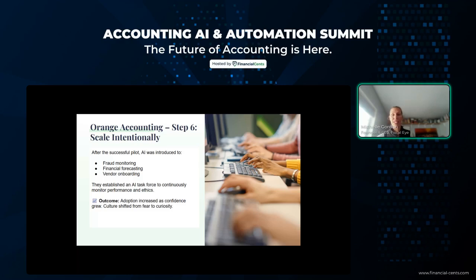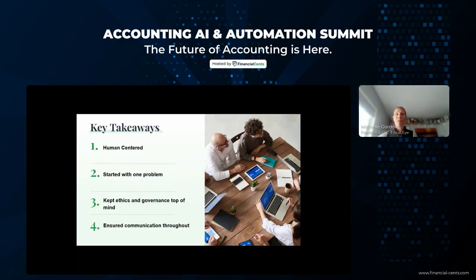Teams that were initially skeptical started requesting AI support for their own workflows. The company culture shifted from fear to curiosity, from controls to collaboration. Orange Accounting wasn't just scaling tech, they were scaling trust. By focusing on people first and tech second, they ensured that AI adoption was strategic, sustainable, and embraced.